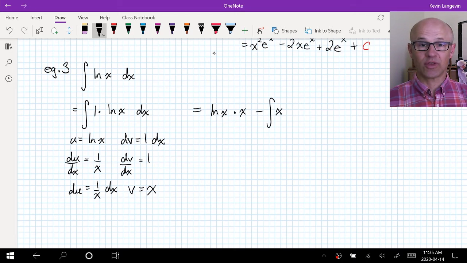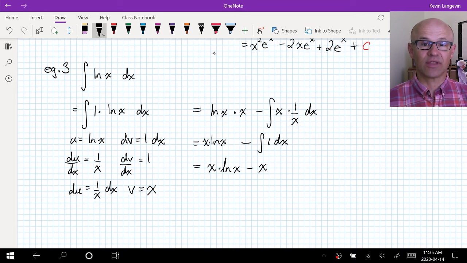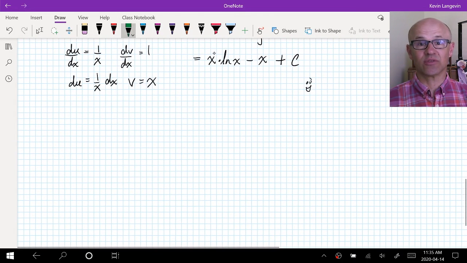We go to our formula, u times v minus the integral of v du, and something nice happens in this case. Our two x's cancel over there. So I'm able to take the antiderivative. And for the first time, we can see what the antiderivative of ln x does look like.